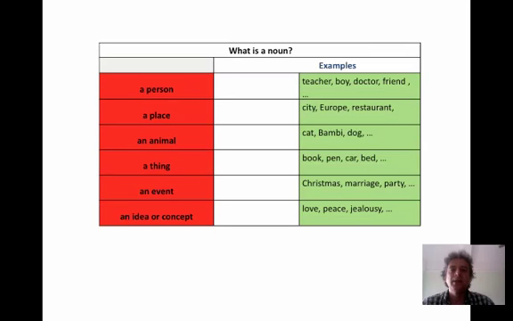This presentation is about nouns. We will first look at how they work in English, and then we will look at how nouns work in Italian.